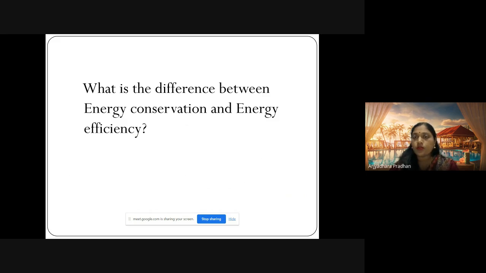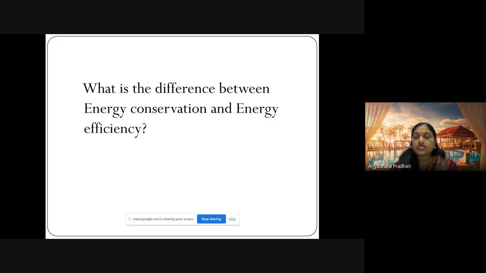That means input will be less and output will be more, like smart LEDs. Previously we were using fluorescent lamps for lighting purposes, but now it has switched to LEDs, light emitting diodes, so that using a small amount of power, that is 10 watt or 8 watt or 15 watt, we can get the same amount of light as a 40-watt fluorescent tube. So that is called energy efficient devices.